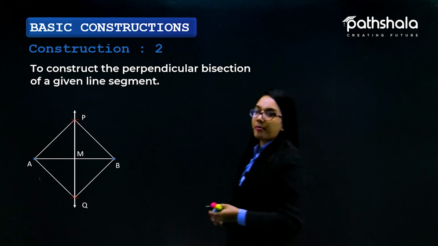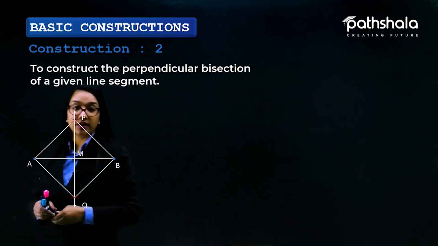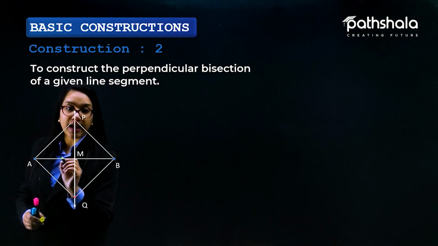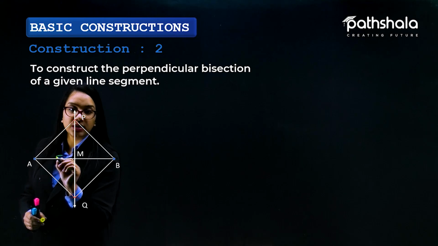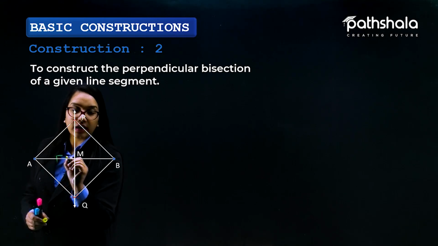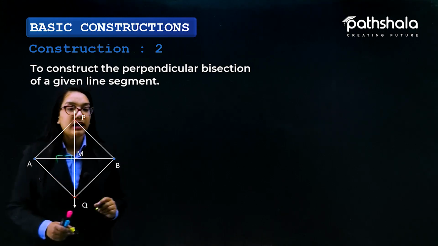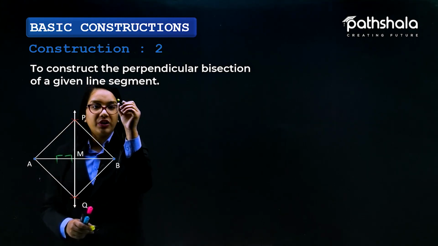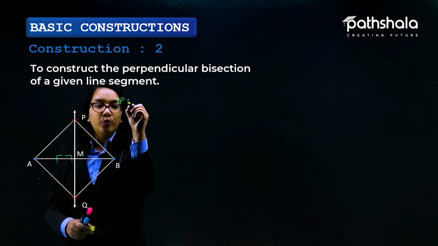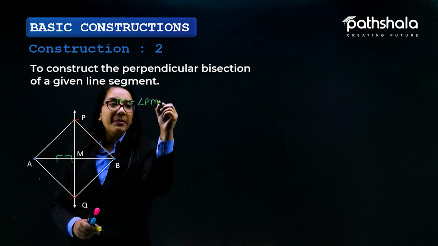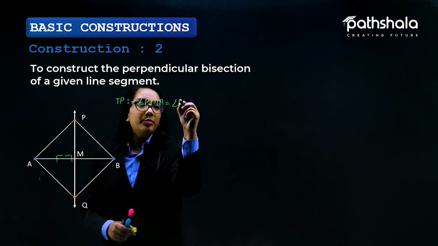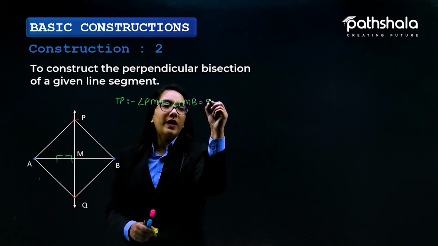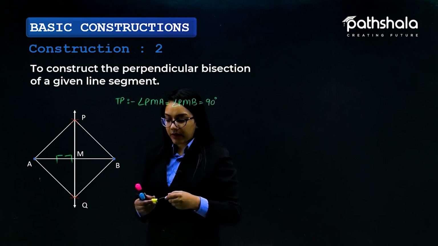Let us suppose I'm proving that this particular angle is 90 degrees, this angle is 90 degrees, and this angle and further this angle is 90 degrees. So let us suppose I write it over here that I am about to prove that the angle PMA is equal to the angle PMB, which is equal to 90 degrees. So this is the thing that we have to prove.